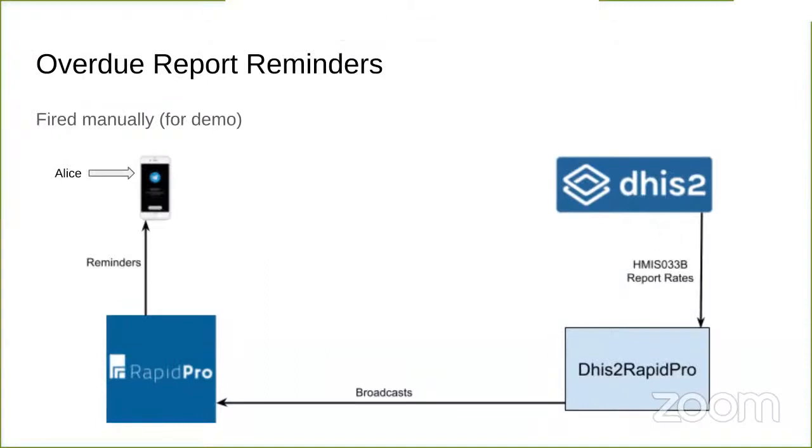The next feature I will demonstrate is the sending of overdue report reminders from DHS2 to the contacts. Now we can assume, for example, that Alice hasn't submitted her OPD weekly report using Telegram. So we need to send an automated reminder for that. And to do that, we pass a new parameter to the connector, which identifies the data set, HMIS-033B, for which reminders should be sent.